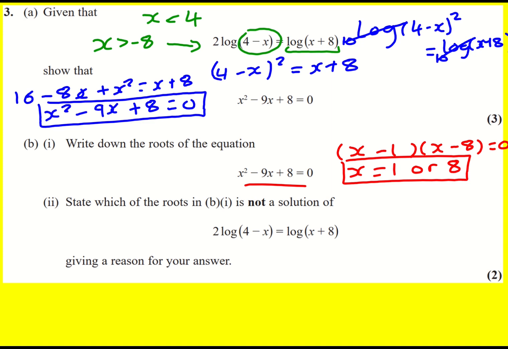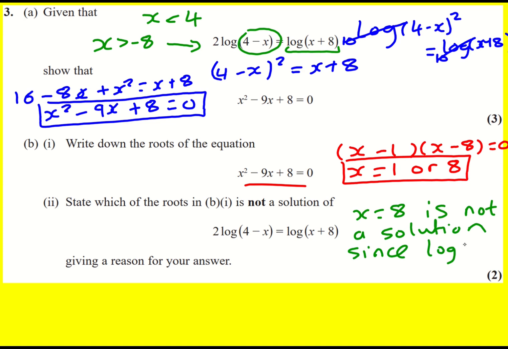And actually, that's a problem in the case of 8. So state which of the roots: x equals 8 is not a solution, since log of 4 minus 8, which is log of minus 4, you can say it doesn't exist. It doesn't exist over the real number system. So I just said, yeah, it's not defined for real numbers, over real numbers.